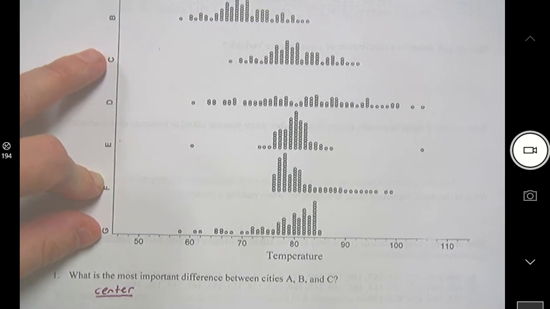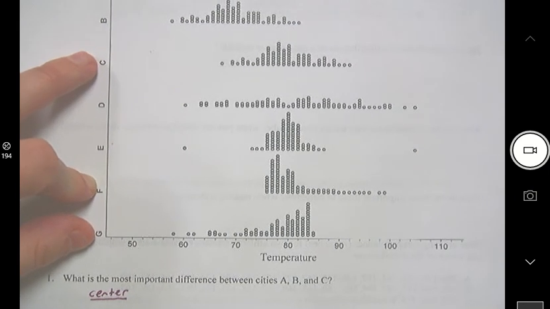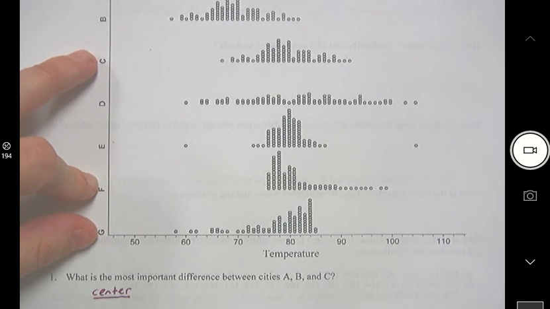Oh, that one's not too bad. What's the main difference there? Shape. Shape, yeah. Shape in general. Now, if you had to be a little bit more specific, what shape would you assign to city C? Symmetrical. Symmetric, mostly symmetric, roughly symmetric. What about city F?